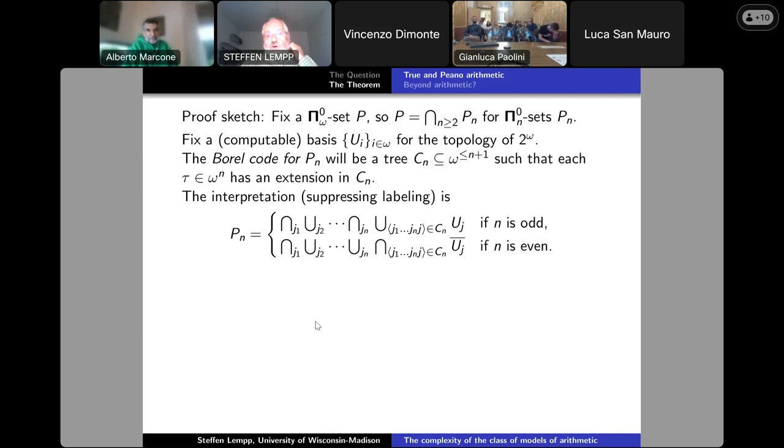Now, normally, when you do Borel codes, the leaves are labeled by basic open sets and yes or no. But it's kind of implicit here, so I suppress that. And normally, the non-leaves are labeled by either union or intersection. But again, it's implicit in the code, so I suppress that part, just to make it a little easier.